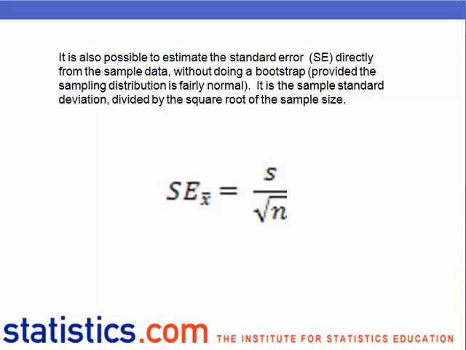So we can also estimate the standard error directly from the sample data without doing that in Bootstrap, provided that the sampling distribution is fairly normal. You just divide the sample standard deviation, that's of the sample data, by the square root of the sample size. And once again, remember that we're distinguishing here between the standard deviation of the sample data versus the standard error, abbreviated SE, which is the sample mean standard deviation, how much the mean differs from one resample to another, not how much the individual data points differ from one to another.